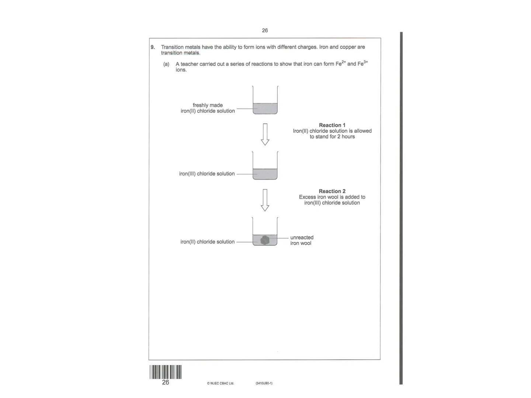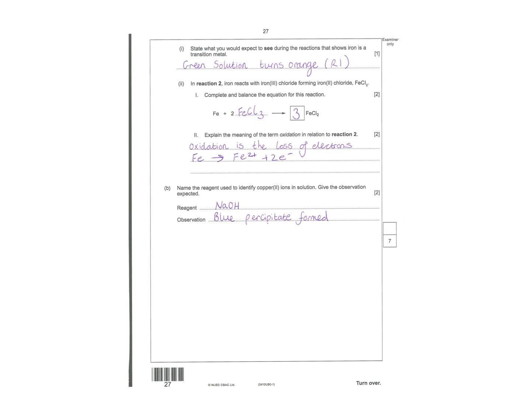Another blank page. Okay, so this is looking at transition metals, and a series of reactions were carried out between Fe2+ and Fe3+. Okay, it's a big property of transition metals, being able to have 2 different ions. Okay, so looking at the reaction, what would you expect to see happen to iron? Iron should turn from a blue solution to an orange. Okay, when you see iron, it kind of looks like it's rust.